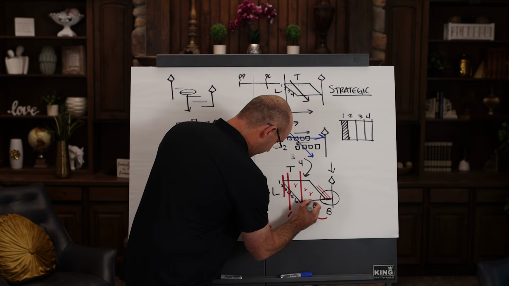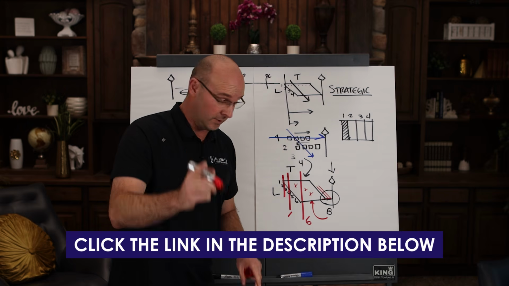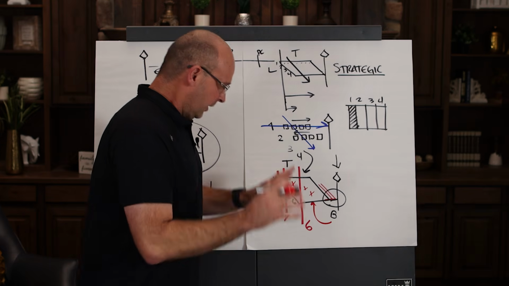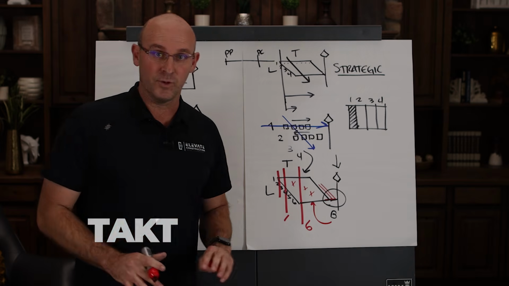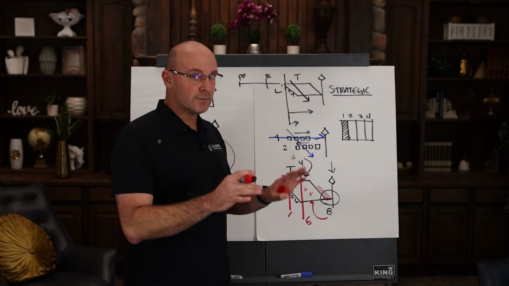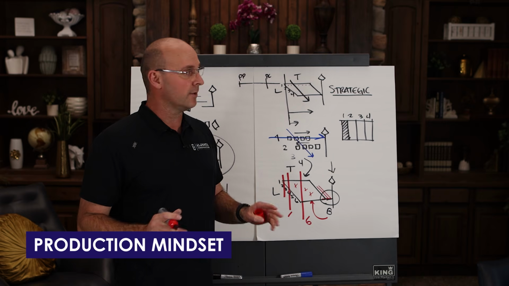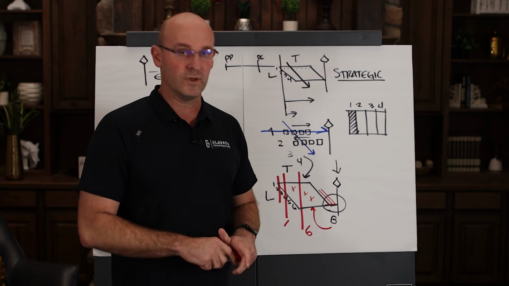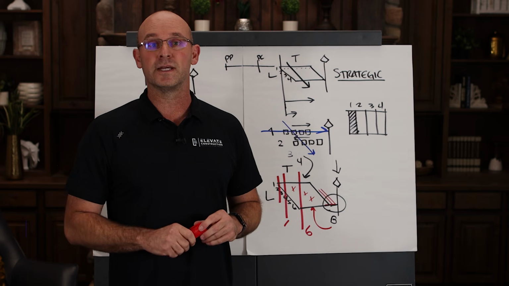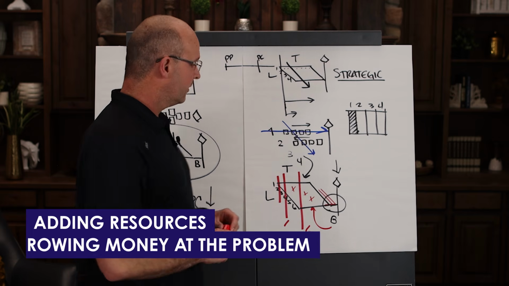And there are 12, we'll link this to you in the description below. There are 12 ways to recover in the Takt production system when this happens, because it will. And when that happens, you're able to do it in a production mindset way. How many does CPM have? None. It says crash activities, and that will always extend your schedule because it's only based on adding resources and throwing money at the problem.